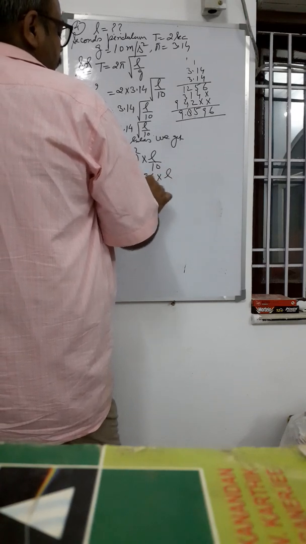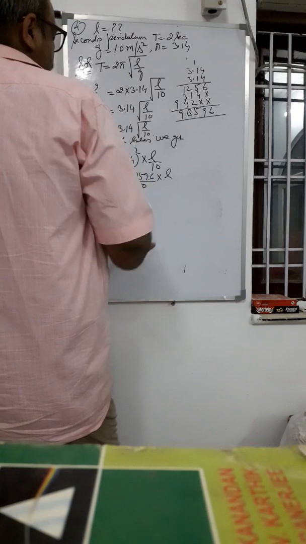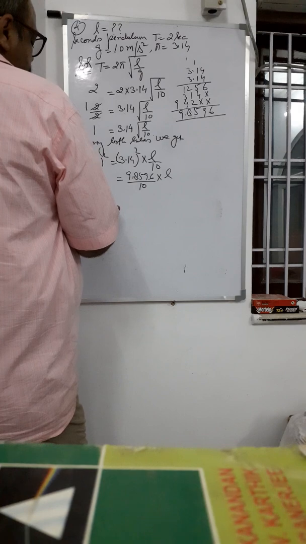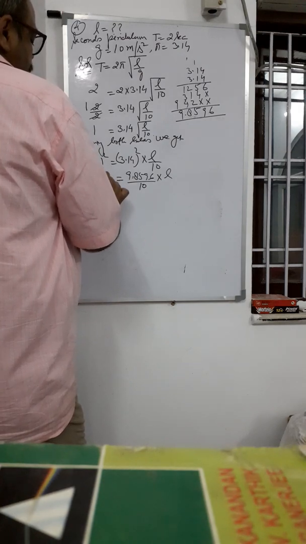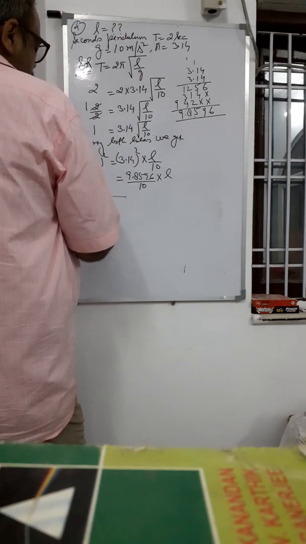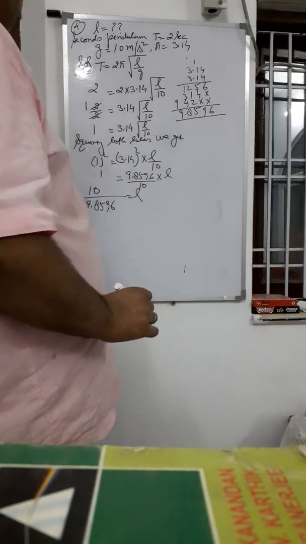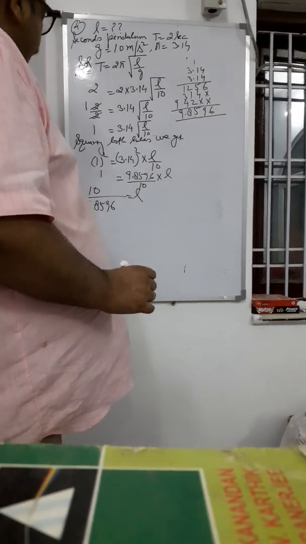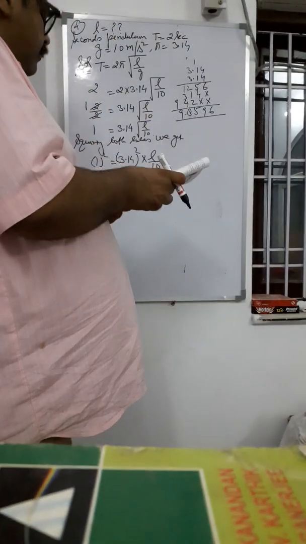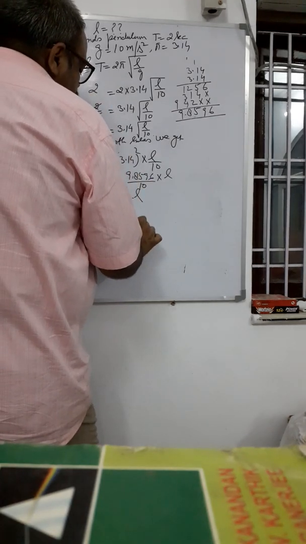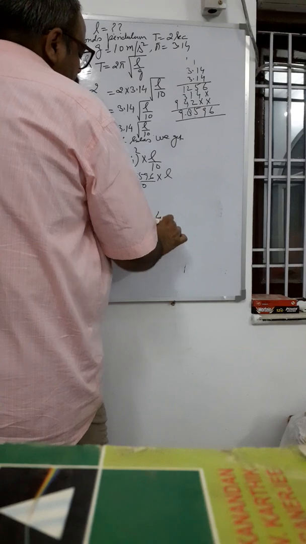1 equals 9.8596 into L divided by 10. So 10 upon 9.8596 is equals to L. It is more than 1, so just check, you have to divide this value. When you divide, you will get L is equals to 1.04.